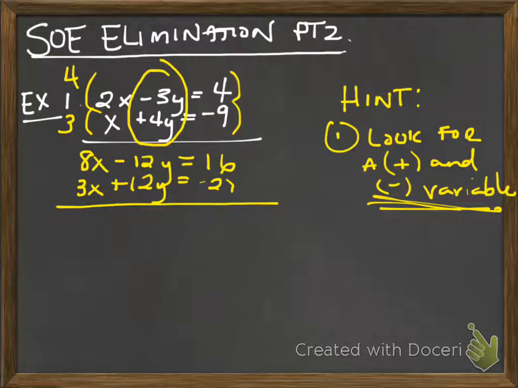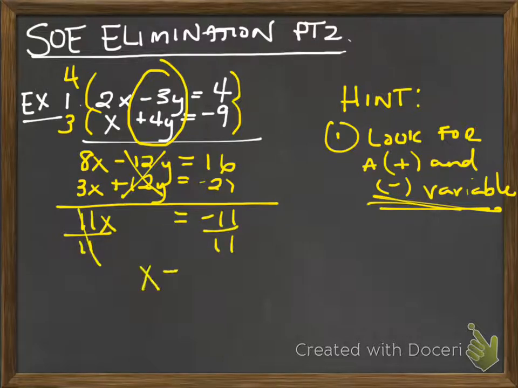Now it becomes, again, a big addition problem. So add these together: 8x plus 3x is 11x. Negative 12y plus 12y cancels. Bring down your equals, and then you have 16 minus 27, which is negative 11. Solve for x now. Divide both sides by 11, and x is equal to negative 1 when you simplify.